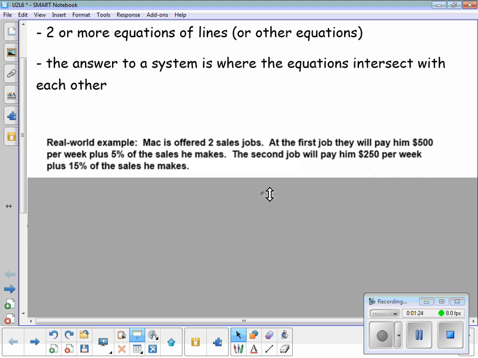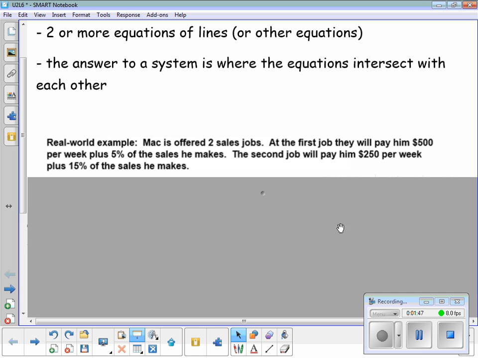So here we have Mac is offered two sales jobs. At the first job, they will pay him $500 per week plus 5% of the sales he makes. The second job he's offered will pay him $250 per week plus 15% of the sales he makes.